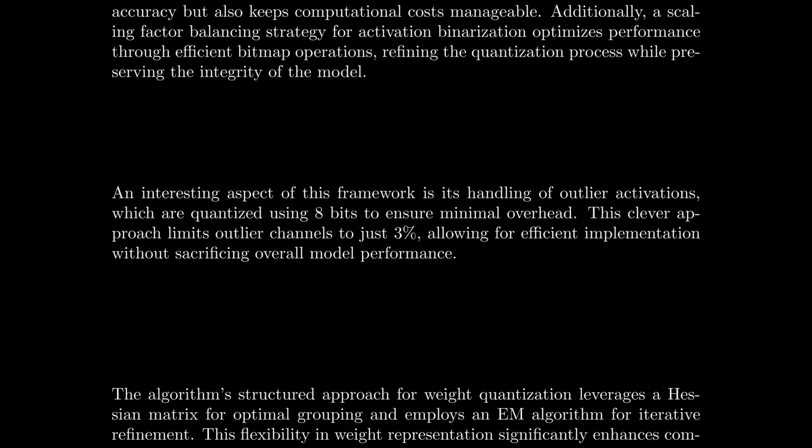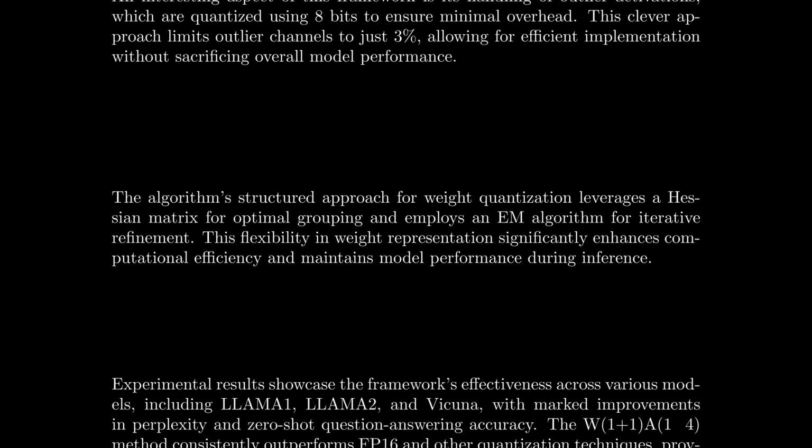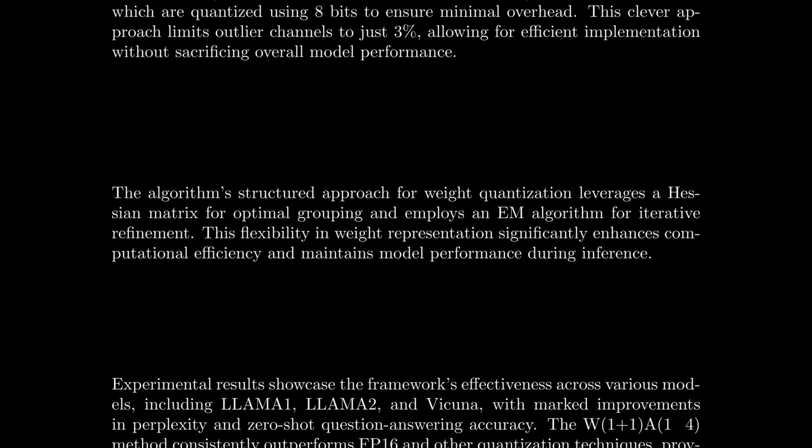An interesting aspect of this framework is its handling of outlier activations, which are quantized using 8 bits to ensure minimal overhead. This clever approach limits outlier channels to just 3%, allowing for efficient implementation without sacrificing overall model performance. The algorithm-structured approach for weight quantization leverages a Hessian matrix for optimal grouping and employs an M algorithm for iterative refinement. This flexibility in weight representation significantly enhances computational efficiency and maintains model performance during inference.